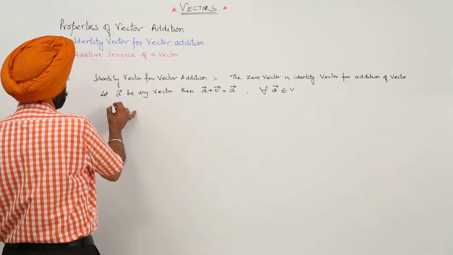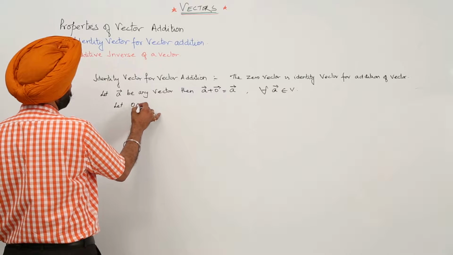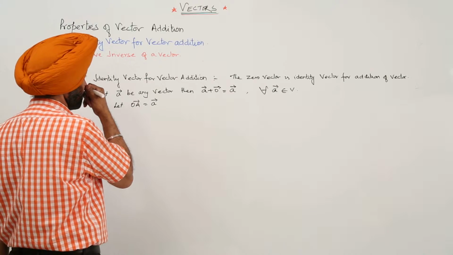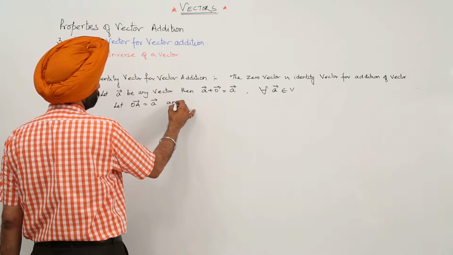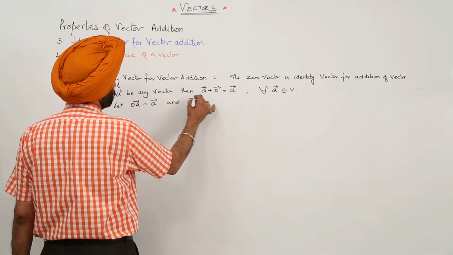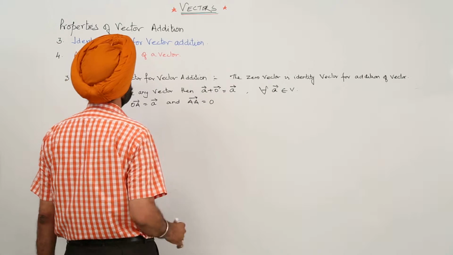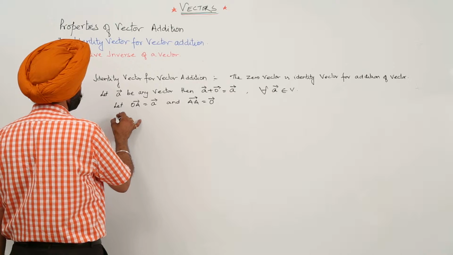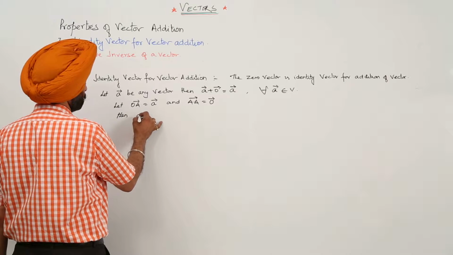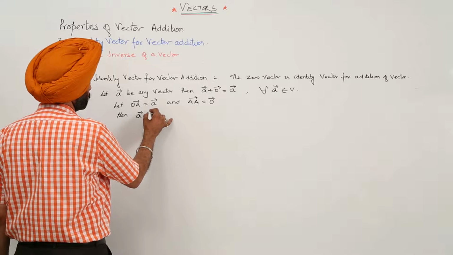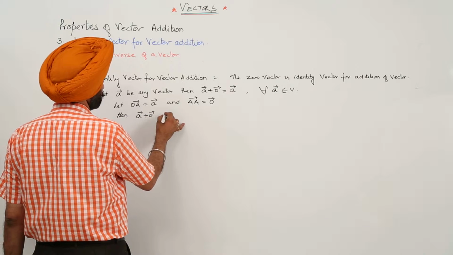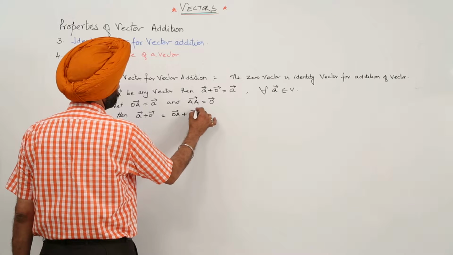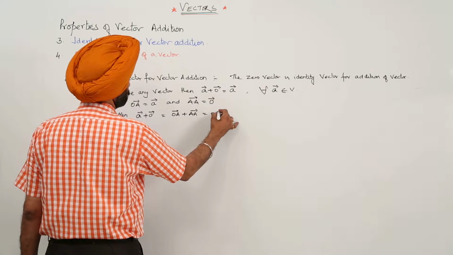Now let vector OA is represented by vector A, and vector AA is equal to vector 0. Then vector A followed by vector 0 is equal to, and this is equal to OA.